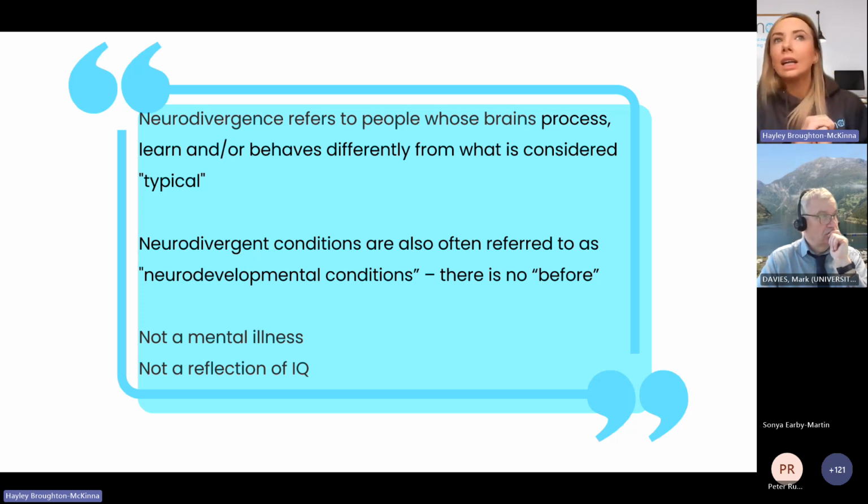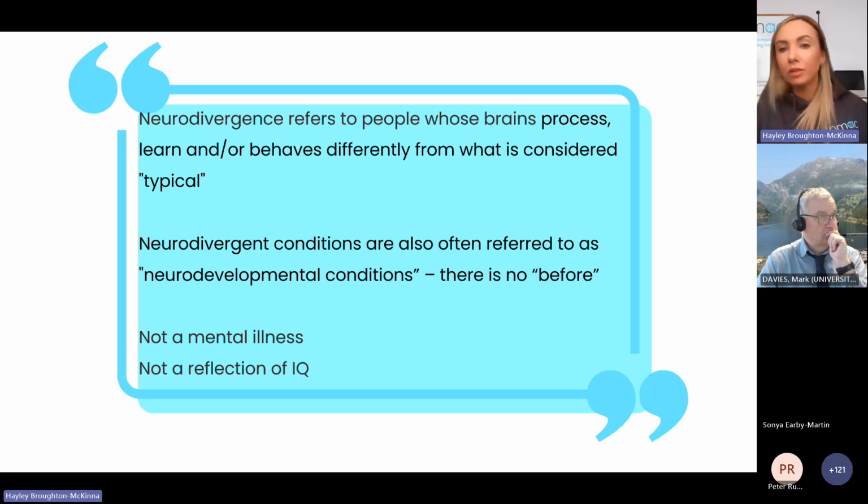And even things like stress, being exhausted, feeling unwell can amplify some of these differences, in the same way that for anybody, being stressed, unwell, hormones, pregnancy can impact just how we function day to day. But they are not a sign that somebody is mentally ill, although, again, many of the challenges that neurodivergent people face can increase the risk of us struggling with our mental health. And it's also not a reflection of intelligence or abilities.